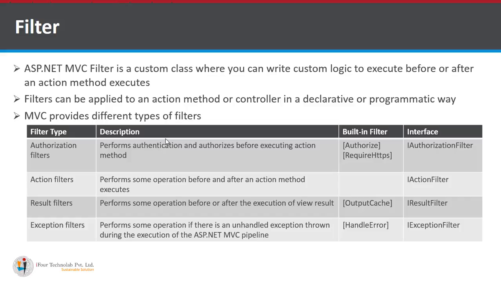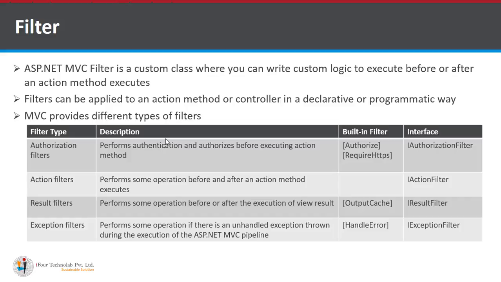Next one is action filters. It is used to perform some operations before and after an action method executes. It belongs to IActionFilter. Third one is result filters. It is used to perform some operations before or after the execution of view results. It belongs to IResultFilter. Built-in filter is OutputCache.